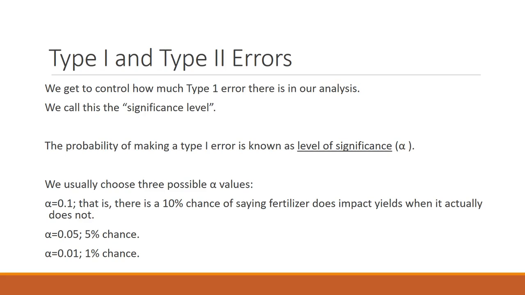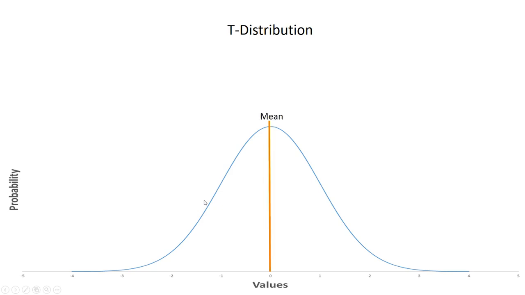Or we can say alpha equals 0.05. That means a 5% chance of type 1 error. Or alpha equals 0.01. There's a 1% chance of type 1 error. We get to decide. And this alpha is going to determine where our critical value is. So let's see it. Our choice of alpha determines the critical value. Alpha is the probability that lies above the critical value below the curve.